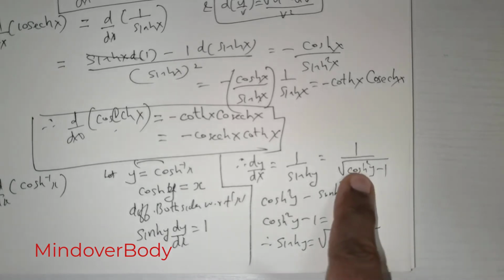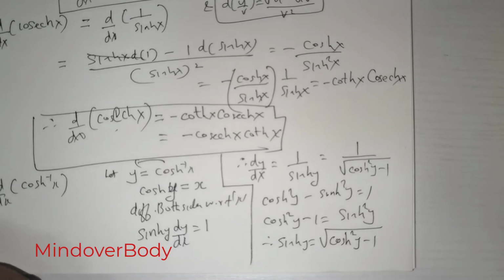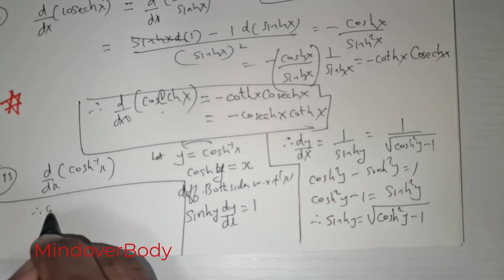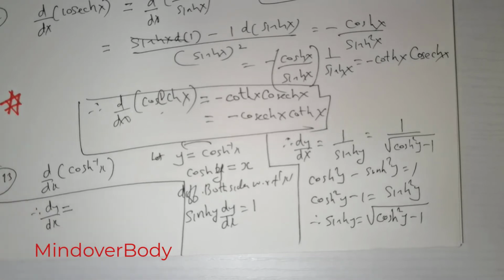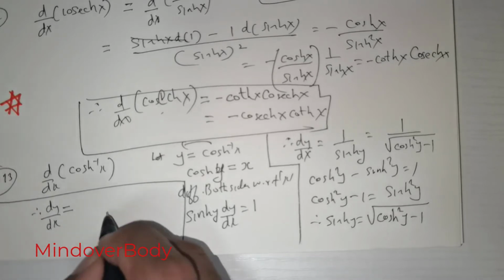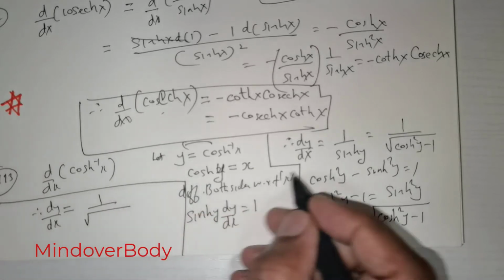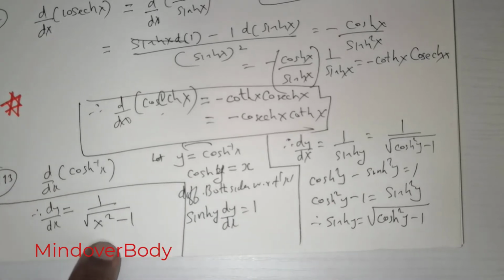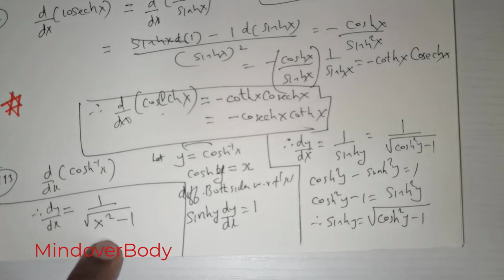But what is cos y? Cos y is x. So if I substitute here, what happens? Let me just write that down over here. So therefore dy over dx is equal to 1 over root of, in place of cos y I substitute x squared negative 1. So this is the final solution. So differentiation of cos inverse of x is 1 over root of x squared negative 1.